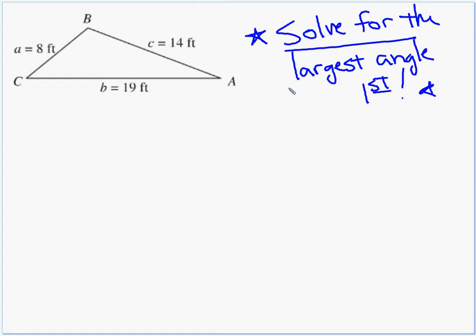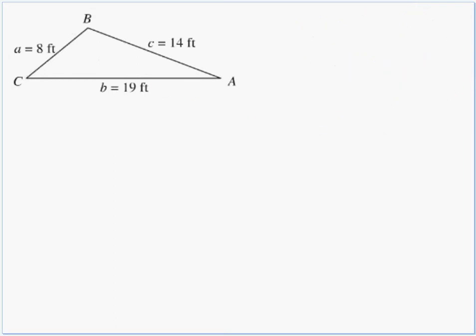Always solve for the largest angle first. If there's an obtuse angle, we want to get it out of the way. And in a triangle, you can only have one obtuse angle at maximum. So if there is one there, we're going to flush it out right now.